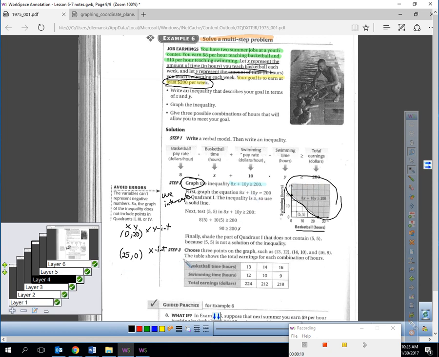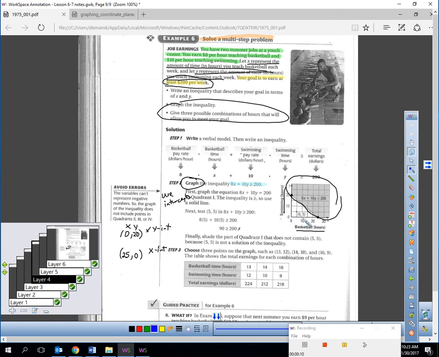And then they always ask at the end, or a lot of these questions, name 3 points on my graph that would be a solution to the problem. Give 3 total combinations that would allow you to meet your goal. Well, any points up here would do that. Like, for example, let me highlight some in blue, and then I'm going to stop the video.